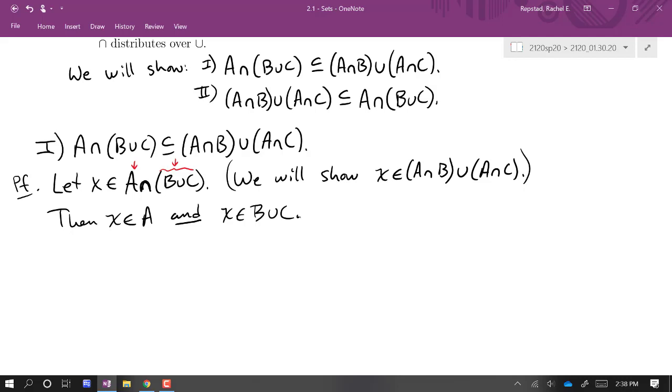So if I could place it in either B or C, then it would have to be in one of these two intersections, which is what we wanted to show. So we know that X is in A, and we know that X is in B union C. So let's focus on this part right here.